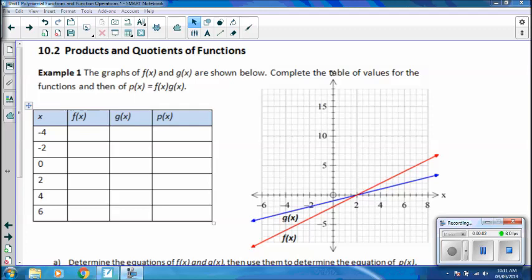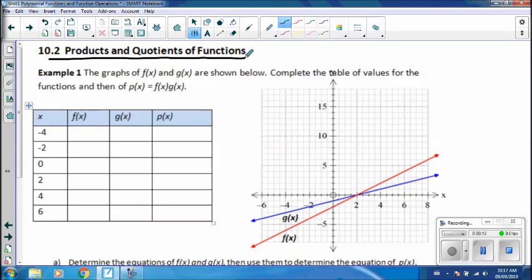Okay, this is a video lesson about products and quotients of functions, 10.2 in the textbook. So we're starting off by looking at two linear functions. Down here we have f of x in red and g of x in blue. They are shown below in our graph, and we're going to complete the table of values for those two functions.